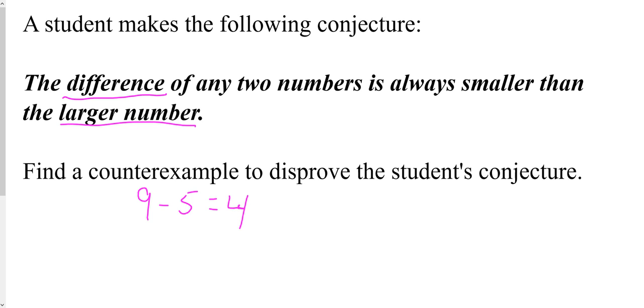So that's true. So now we need to think about examples that would make that false. So what about 9 minus 0? 9 minus 0 is 9, which is not smaller than the larger number. That 9 is not smaller than 9. So that 9 and 0 would be a counterexample. Another counterexample would be like 19 and negative 3. 19 minus negative 3 is 22. 22 is not smaller than 19, so that would also be a counterexample to that conjecture.